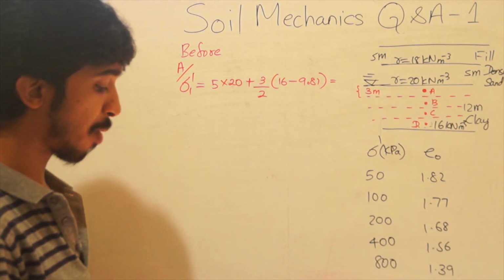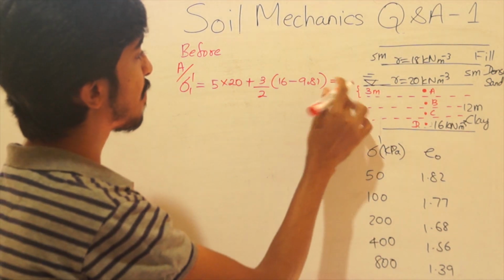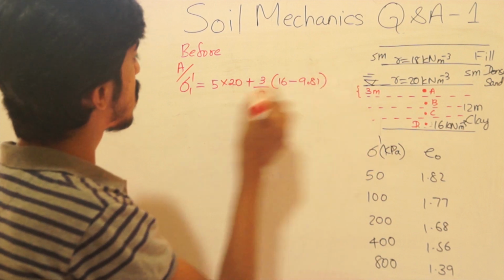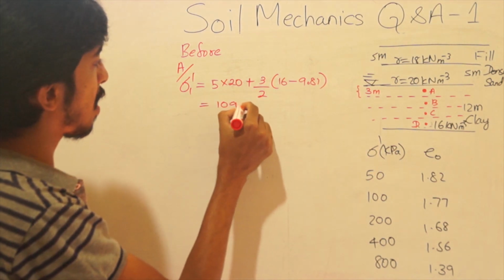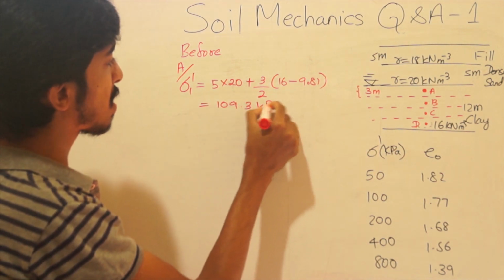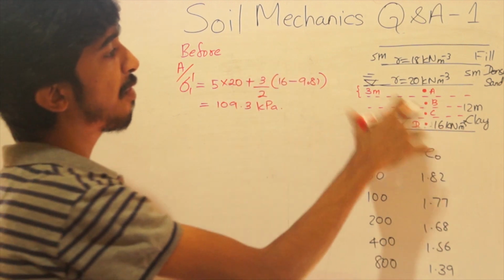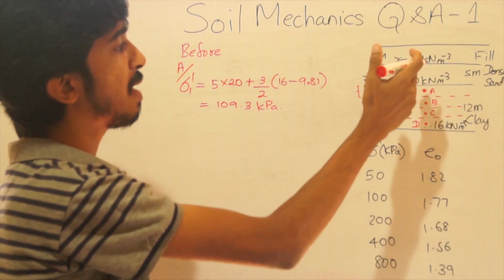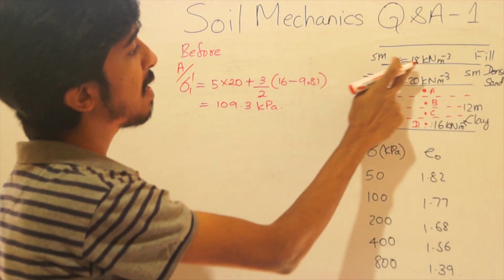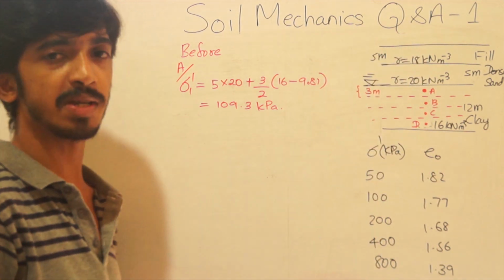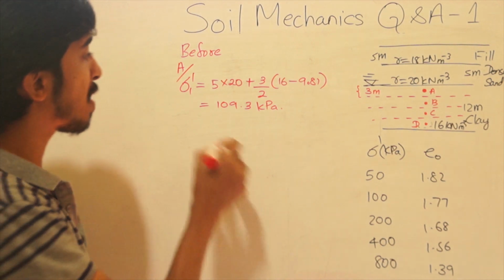So the final answer is somewhere around 109.3 kilopascals. So what happens after filling it? Once you fill it, you are just adding 5 times 18 of stress. So you are adding 90 kilopascals.